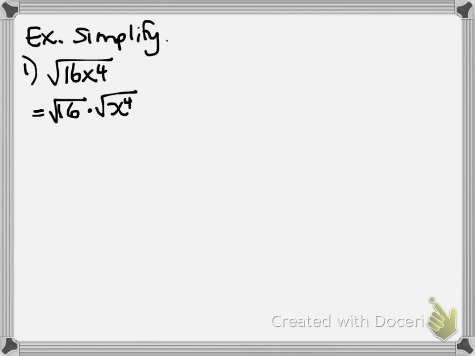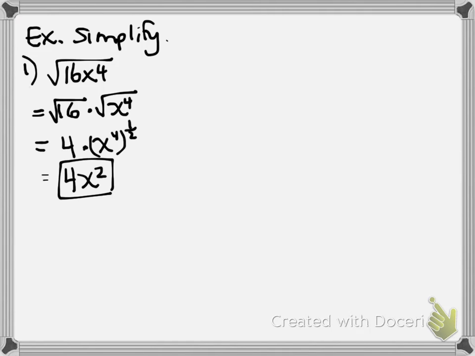Well, 16's on our chart. What is the square root of 16? What times itself gives me 16? Right, the answer is 4. Over here, just to prove out how this works, I have x to the 4th, and I want to raise it to the half power. So power times a power says 4 times a half equals what? 2. So that's how I get my answer of 4x squared.